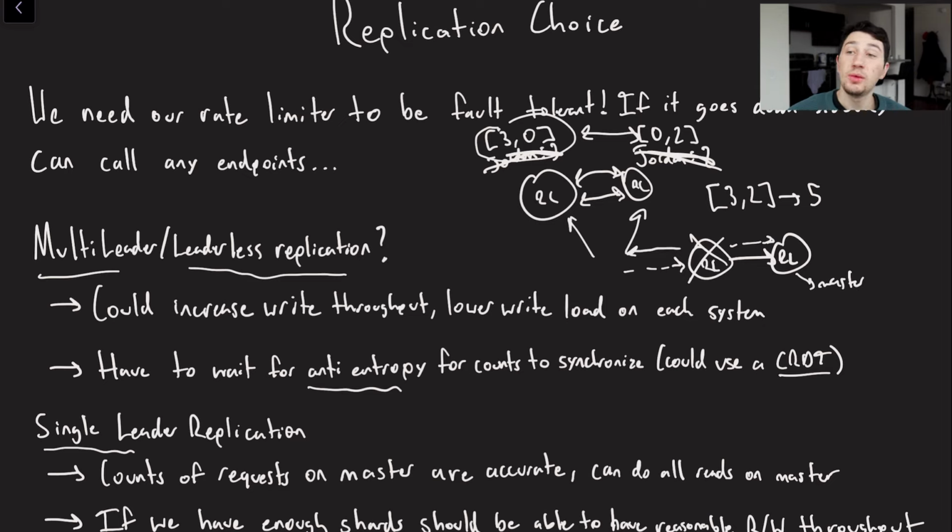Now you may be saying, well, what if we read from all the followers? We could, but we might get stale reads. And then you might say, well, shoot, now the master is going to have very high read load, and you'd be correct there, but I guess we could just create a sufficient number of partitions such that hopefully that isn't an issue. So that is my thinking there.